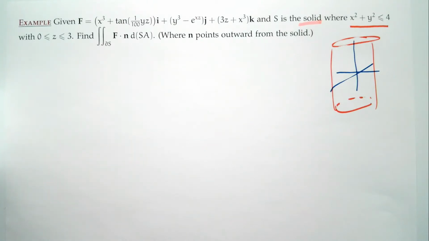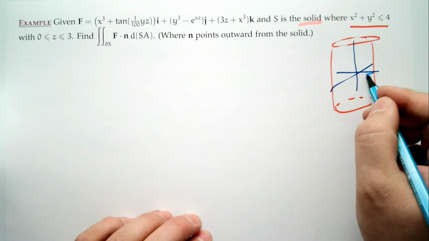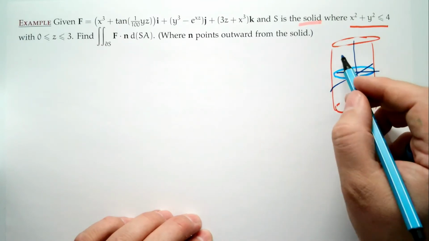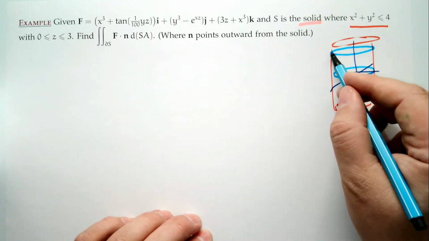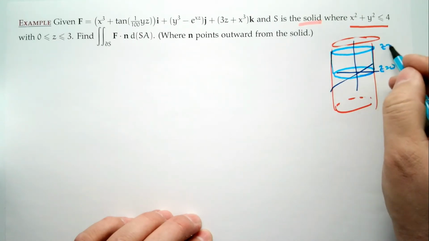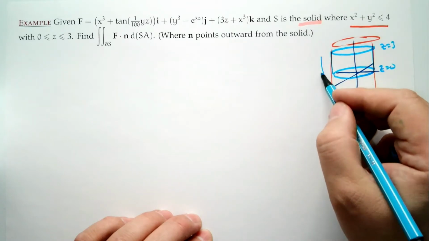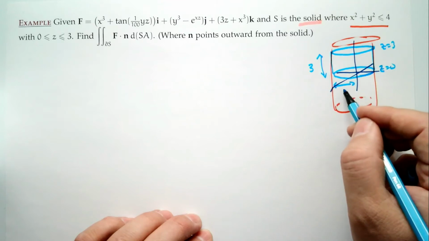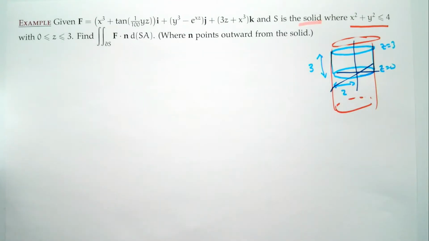Now, we're told that 0 is less than or equal to z is less than or equal to 3. Well, that says we don't keep the whole cylinder going up and down forever, but rather we start where z equals 0. So we start here in the xy plane. This is the bottom of the cylinder. And then we're going to go up to where we have z equals 3. So here's z equals 0. Here's z equals 3. So it's the cylinder. The height of the cylinder is 3, and the radius of the cylinder is 2. So there's our solid.